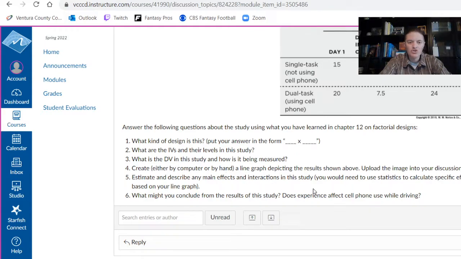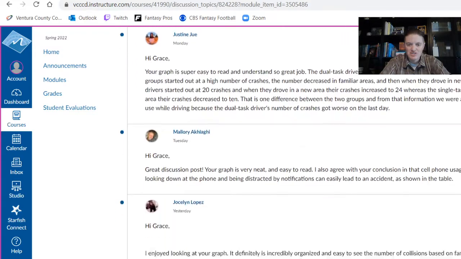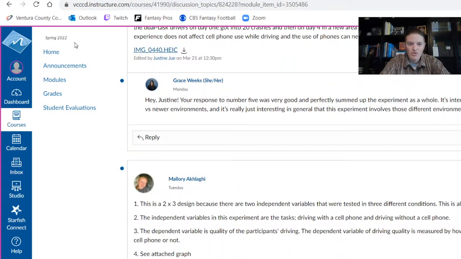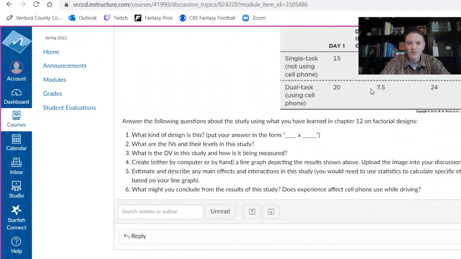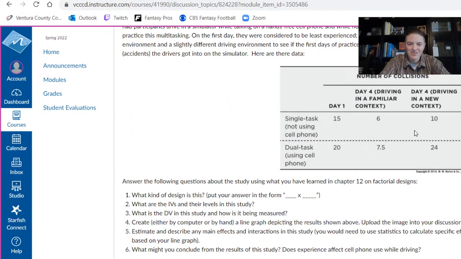And then I want you to create, either by computer or hand, a line graph depicting the results shown above and upload the image to your discussion posting. So you can create this by hand or you can do it by computer. You can upload the image here, you can see somebody has done that already, or you can attach it as an image below. But make sure that you do create a little line graph in order to show me that you can do that.